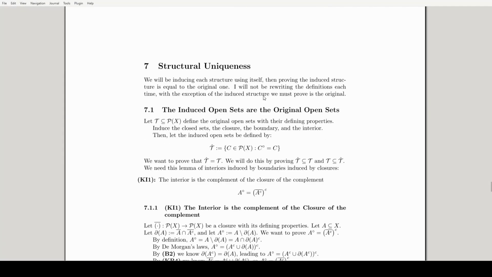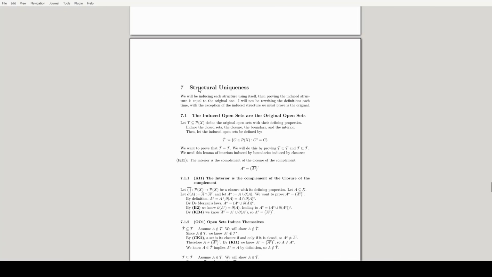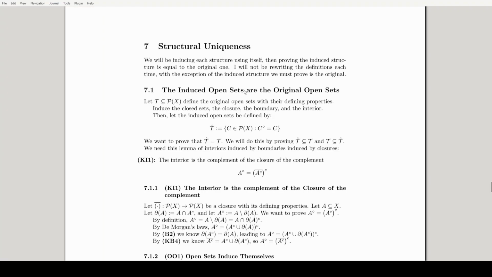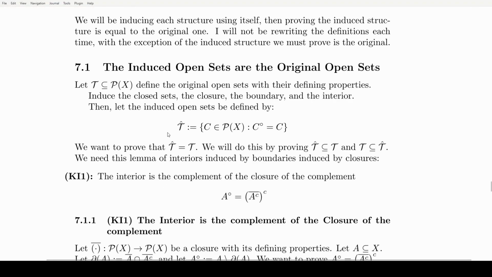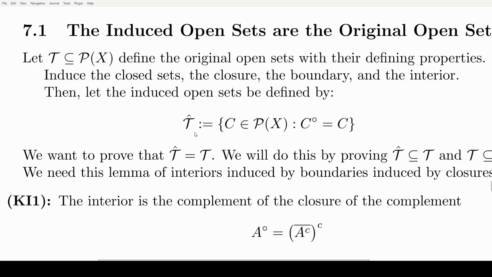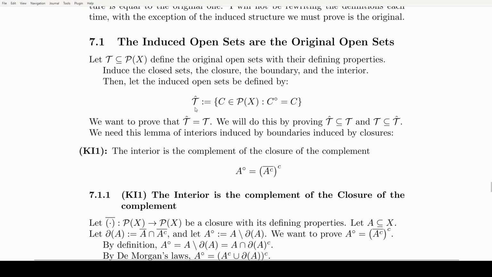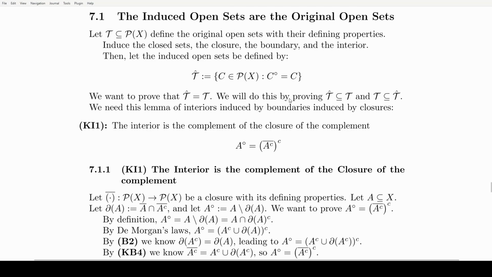Okay. And then we have the structural uniqueness ones. This is showing that the induced definition of open sets defines open sets. So we put a hat over T and then prove that it is equal to T. And then this is the induced definition of open sets using the interior. I don't know where boundary came from.